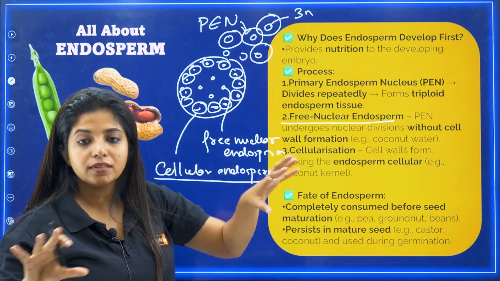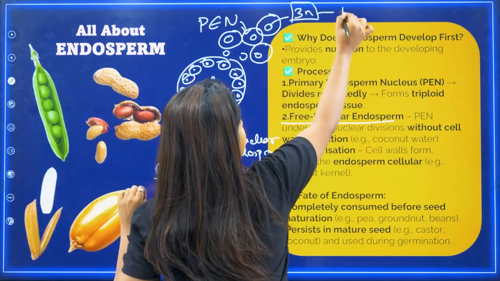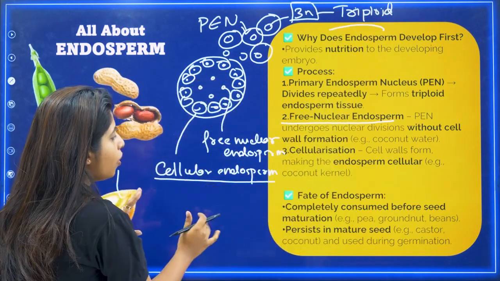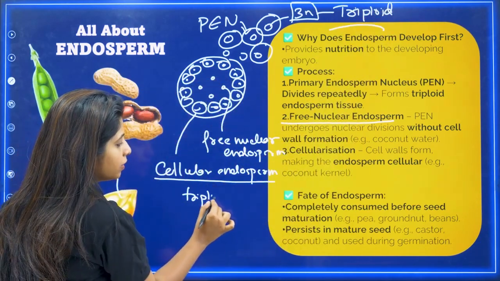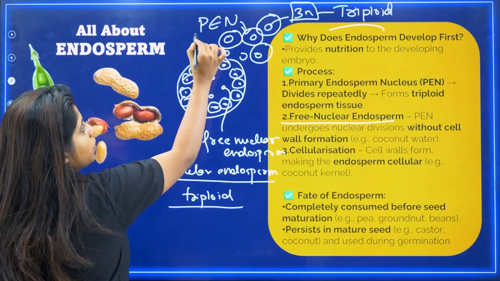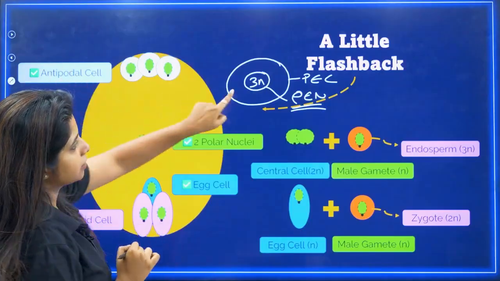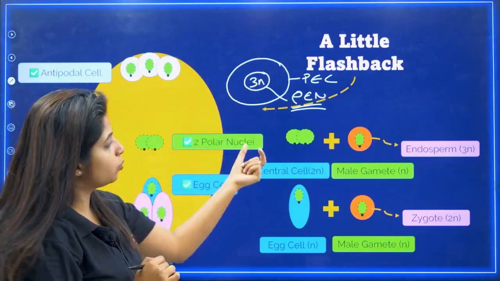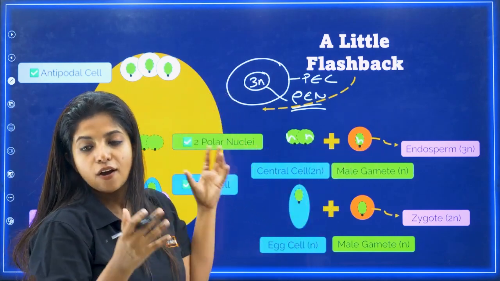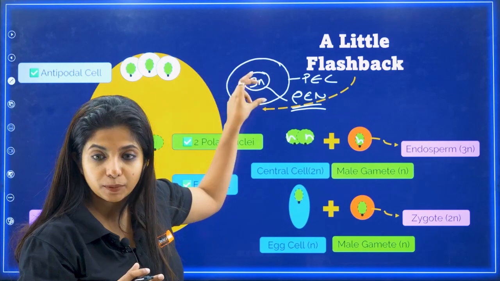So they are undergoing cell division, so obviously it will be 3n. They are all triploid, my dear children. Whatever you see over here, they all have 3 sets of chromosomes, because we started off with 3 sets of chromosomes. Remember, PEN was 3n in nature, because it was this plus this. These nuclei all came together and we got 3n chromosomes in this particular nucleus.